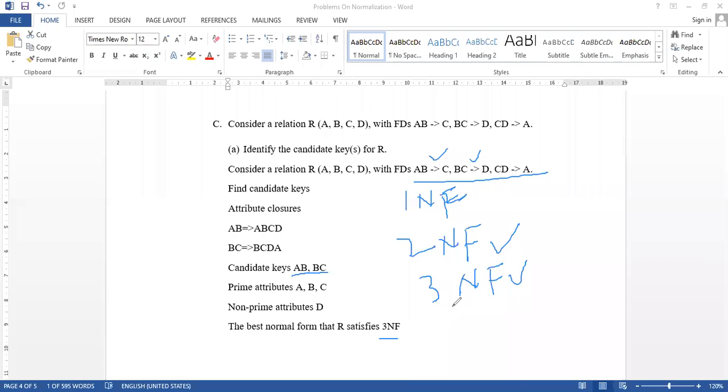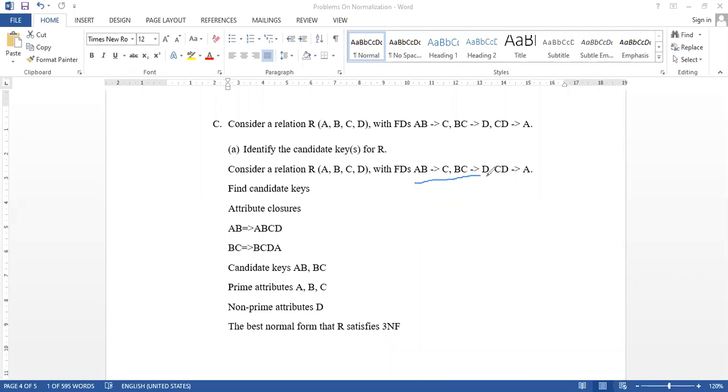Now we have to check whether it is in BCNF or not. What is the definition of BCNF? The left side must be what? A candidate key. See here, see the first FD. AB is a candidate key, so it is valid.